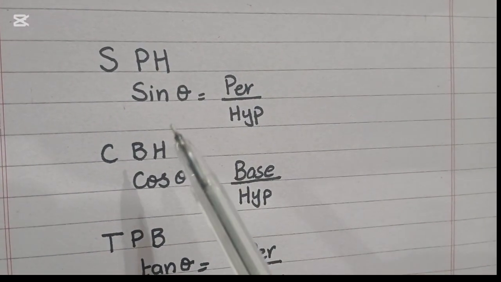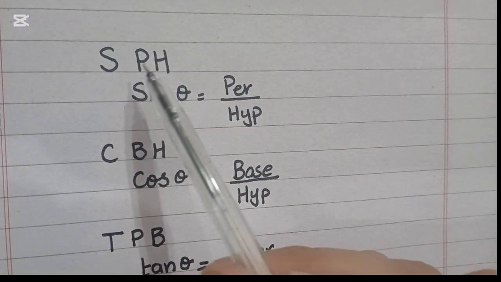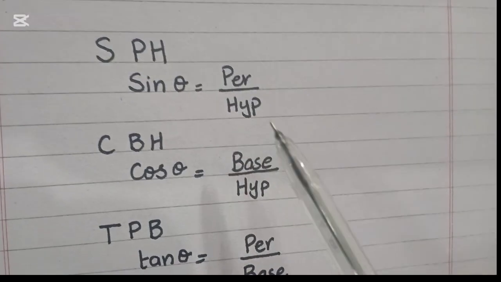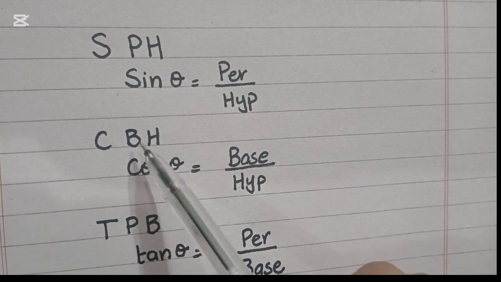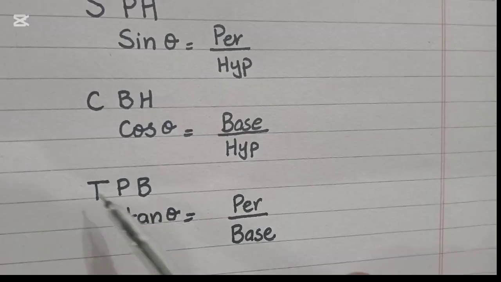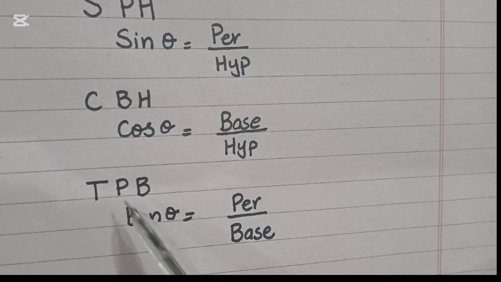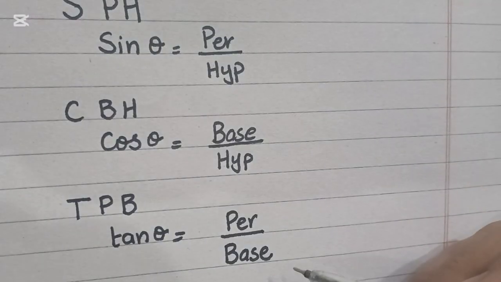If you learn the short keys for these formulas, for example, for sine theta you learn SPH. S for the sine theta, P for the perpendicular and H for the hypotenuse. You will get the formula of sine theta. For cos theta you have to learn CBH: C for the cos, B for the base and H for the hypotenuse. And for tan theta you have to learn TPB: T for the tan theta, P for the perpendicular and B for the base. We use these formulas to find the trigonometric ratios.